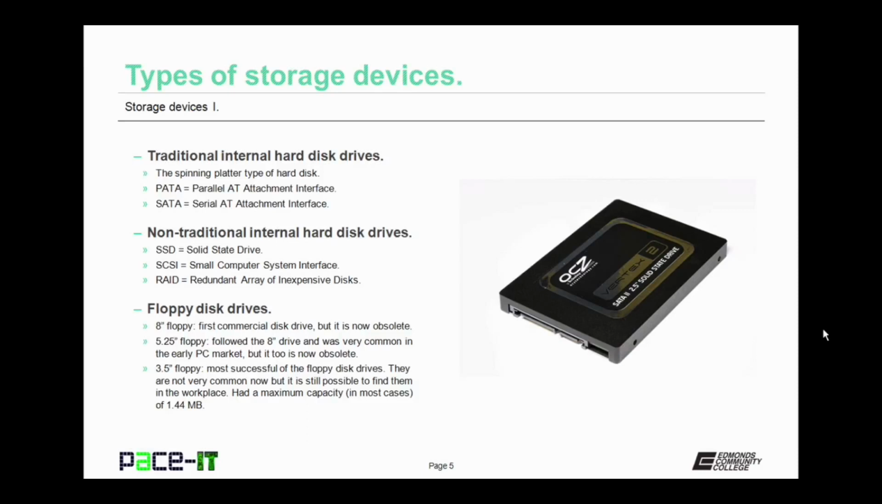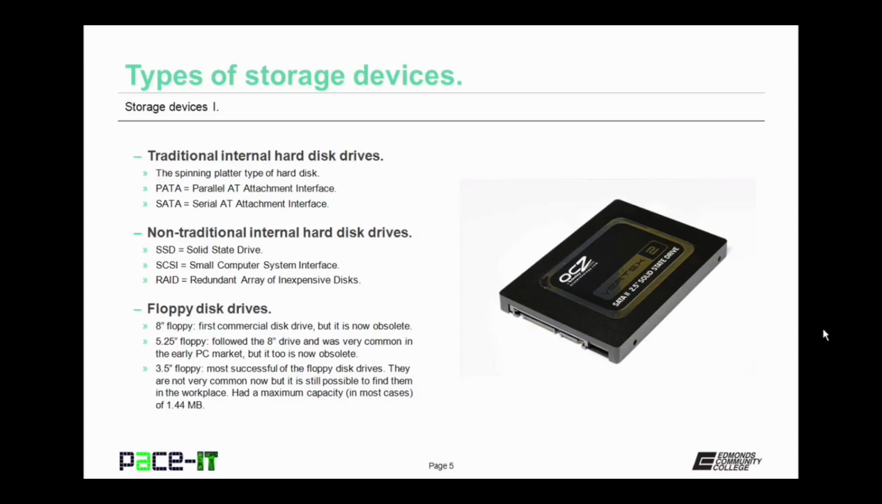Now I need to cover this, but you probably won't find these in a modern system, and that is the floppy disk drive. Floppy disk drives were first commercially successful with the 8-inch floppy. Now it is extremely obsolete now. It was replaced by the 5 1/4-inch floppy disk drive. But it too is also obsolete. It was replaced by the 3 1/2-inch floppy, the most successful of all the floppy disk drives.